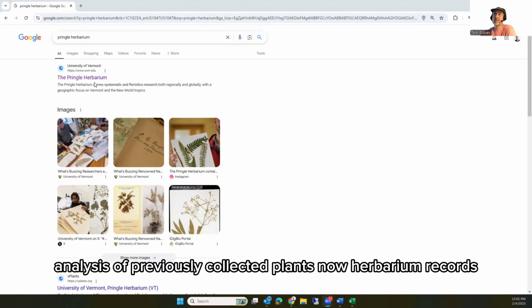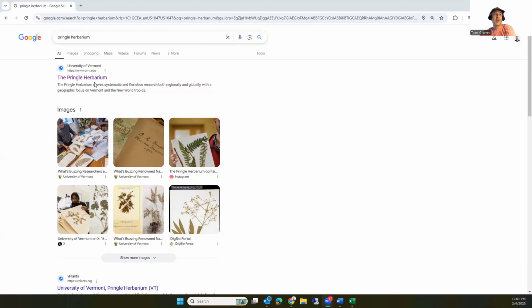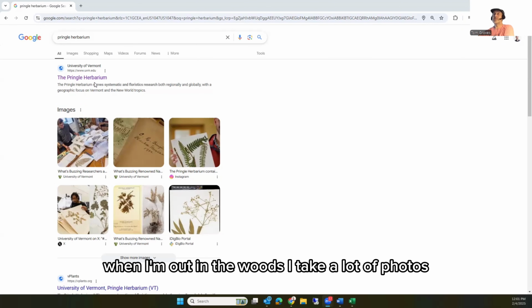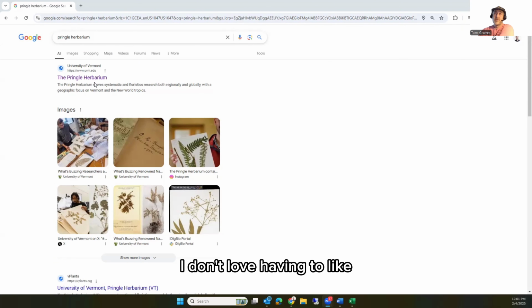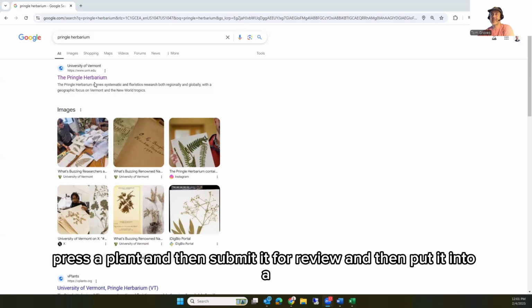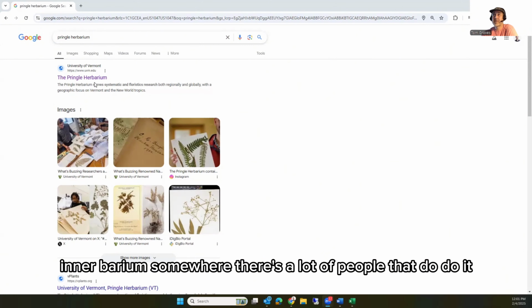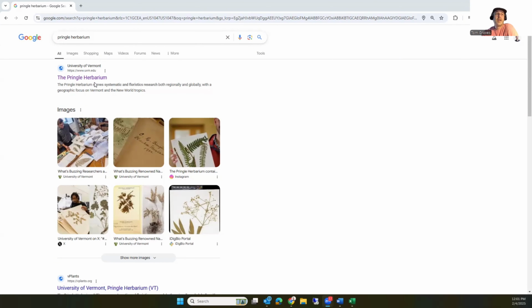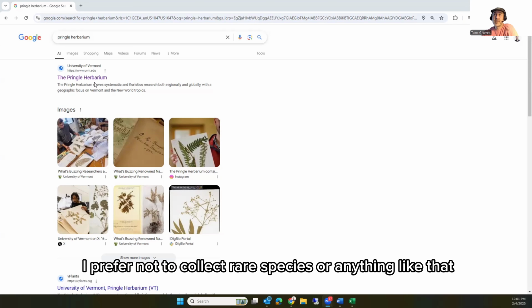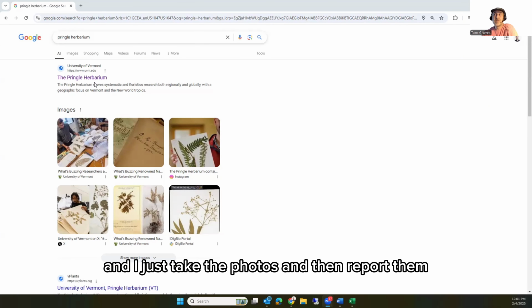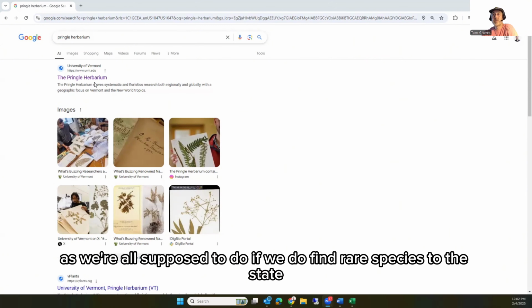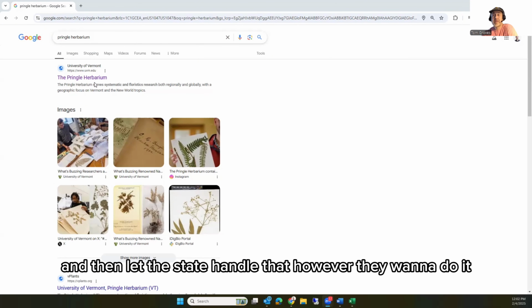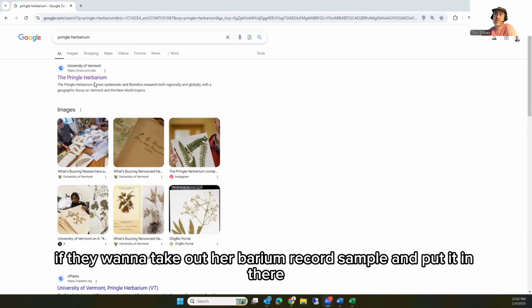Now, I don't personally collect a lot of physical specimens when I'm out in the woods. I take a lot of photos. I don't love having to press a plant and then submit it for review and put it into an herbarium somewhere. There's a lot of people that do it, and it is a necessary thing that people need to do, but I prefer not to collect rare species. I just take the photos and then report them, as we're all supposed to do if we find rare species, to the state, and then let the state handle that however they want to do it, if they want to take a herbarium record sample and put it in there.